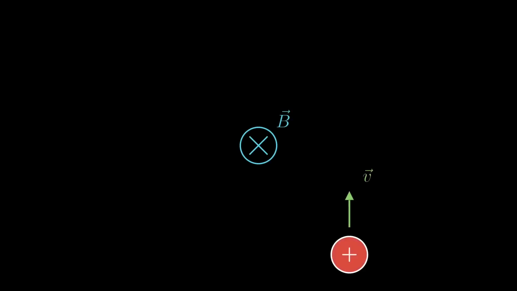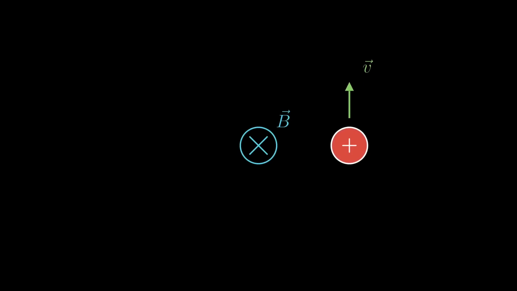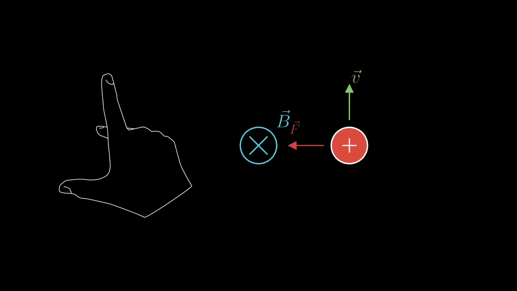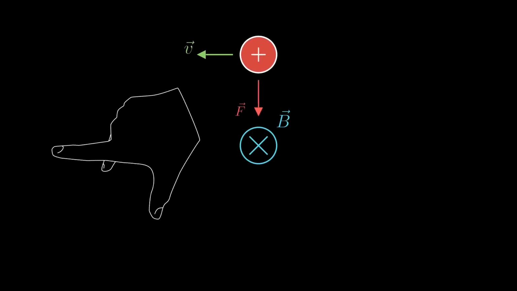So, let's assume we have a magnetic field pointing into the screen, and we'll send a positive charge upward to the right of it. Using the force equation and the right-hand rule, we can see that the force is to the left. So the charge will get pushed to the left until its trajectory looks like this.